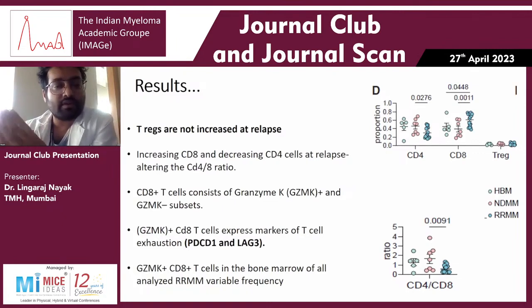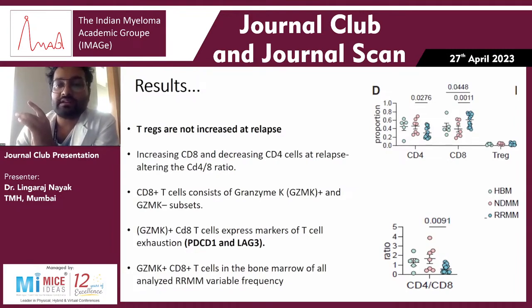And what they have found is that at relapse, there is increasing CD8 and decreasing CD4. So there is an altering of the CD4, CD8 ratio. You can see from this diagram here in the D that the Tregs are not increased at all, and you can see the altering of the CD4 and CD8 ratio in the lower part of the curve.